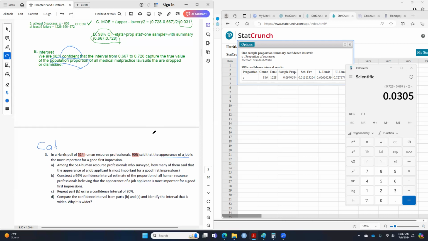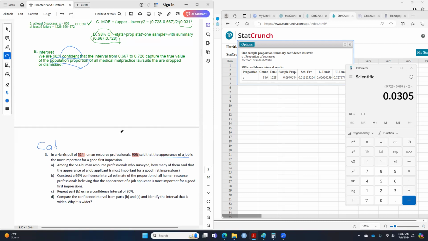This is important. So 90% of people say that. Now, why is this called a categorical variable? Because it is either yes or no. That means, is the appearance a very good first impression? 90% of people say yes, 10% say no. That's why it is categorical, it's yes or no.